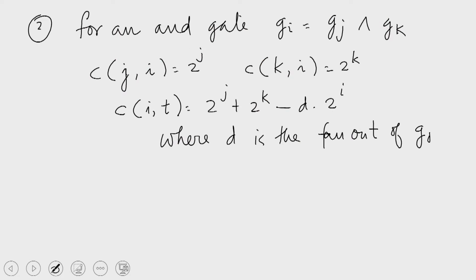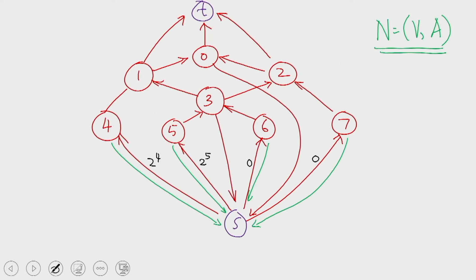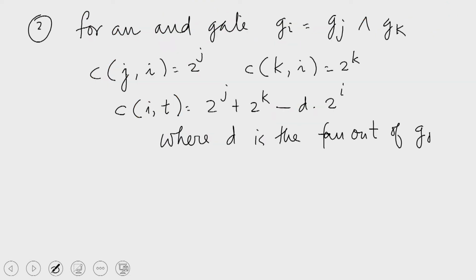and C_iT, 1 and 2 are the AND gates here. Therefore, for the incoming edges, the capacities would be 2 power 4 here, 2 power 3 here. For this gate, the j and k values are 4 and 3 respectively. So the capacities on those edges would be 2 power 4 and 2 power 3. Here for gate 2, the capacities would be 2 power 3 and 2 power 7. So these are the incoming edges into the AND gate. And for the edge from i to T, the capacity is going to be 2 power j plus 2 power k minus d into 2 power i.